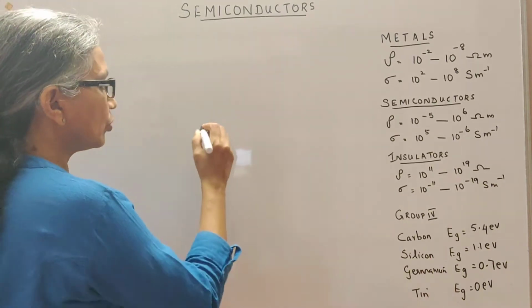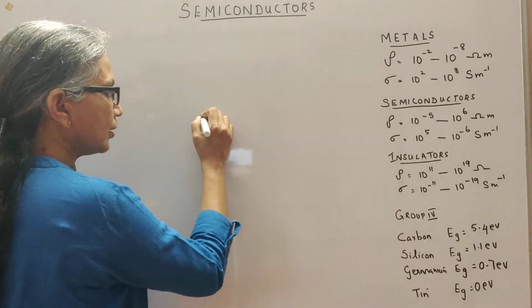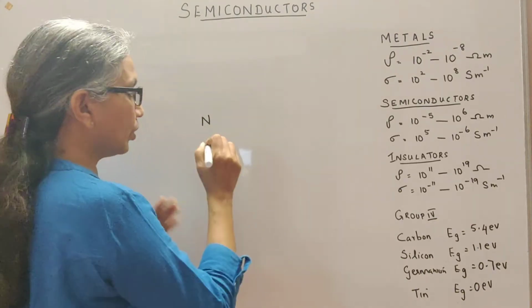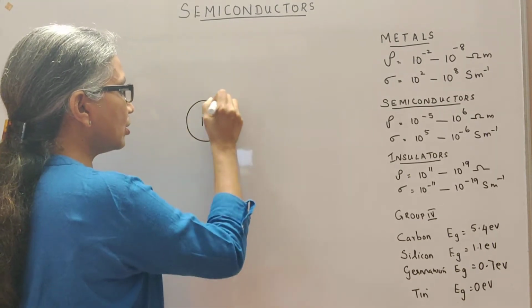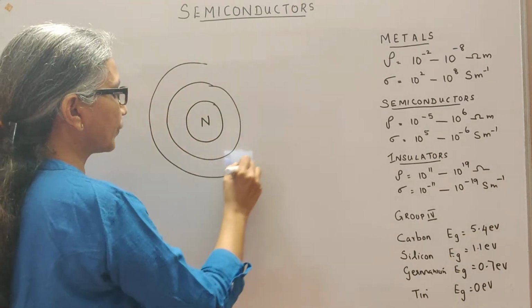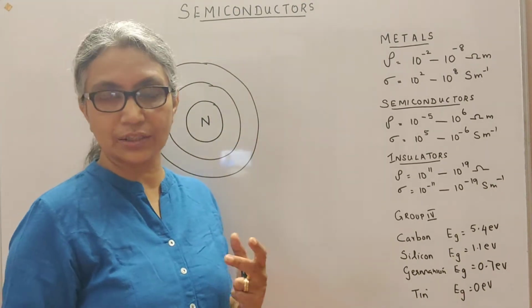But anyway, suppose you take an isolated atom, a single atom. We know that the center will have the nucleus, the positively charged nucleus with the protons and the neutrons, and the electrons are in shells around this nucleus. And this outermost shell is what you call the valence shell.